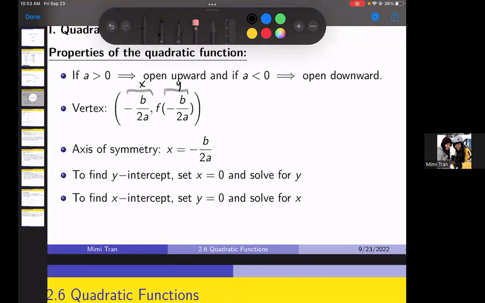Which one easier? For the vertex, why is there an F in front of the y bar? Oh, I mean f of x. What's x? X is negative b. Yeah, that's your x.